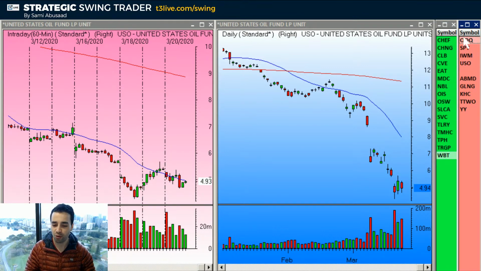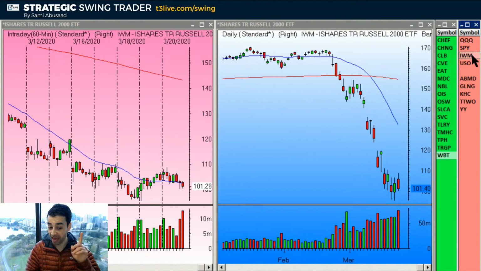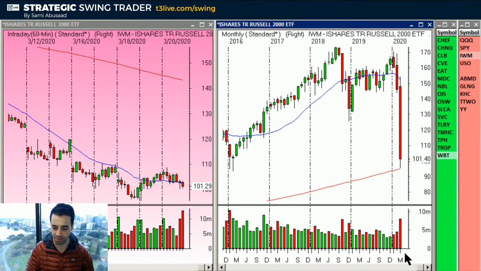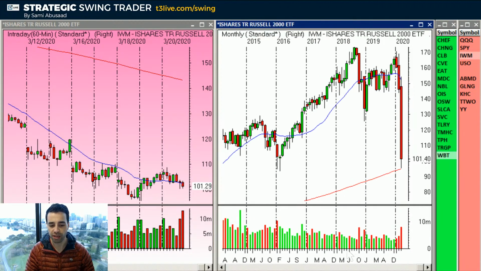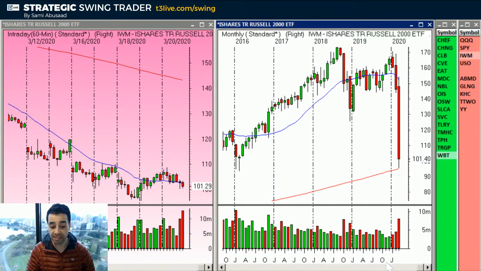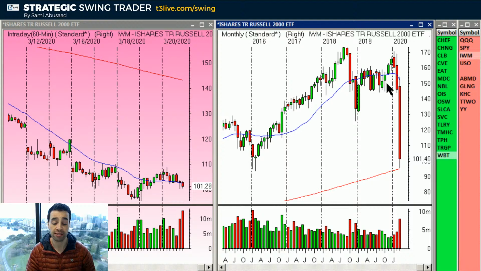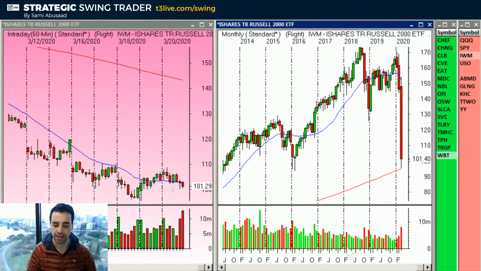The same with the Qs, the same with the SPY. The IWM is actually a little bit more bullish right here. Of course, I'm not oblivious to the fact that the IWM is way weaker than the Qs and the SPY put together. It leads the market. The IWM actually did not make a new high in 2019, 2020 compared to the 2018 high. So it was showing relative weakness to the Qs and the SPY, and it crashed.